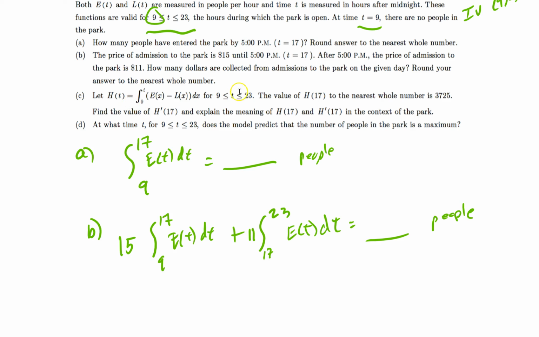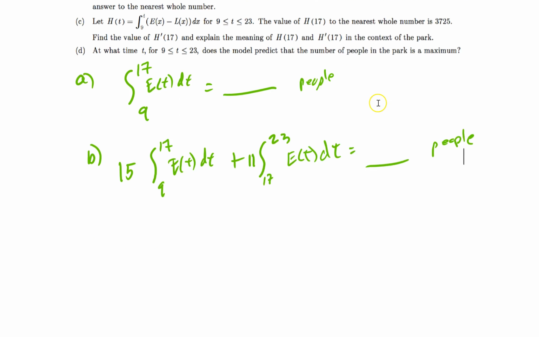C. Let H be this thing for 9 and 10. So H is like the total amount. Now remember, we generally add the initial value, but the initial value is 0 in this case. So this is a total amount. The value of H of 17 to the nearest whole number is 3725. Find the value of H prime of 17 and explain the meaning of H of 17 and H prime of 17 in the context of the park.